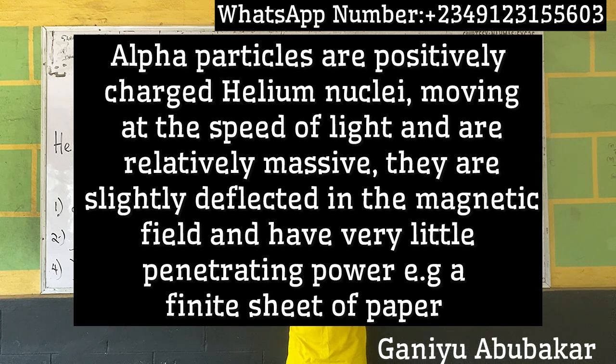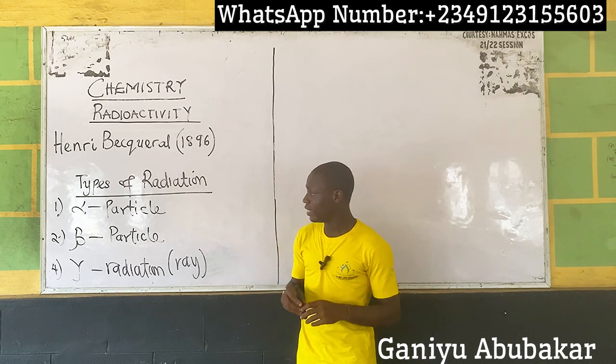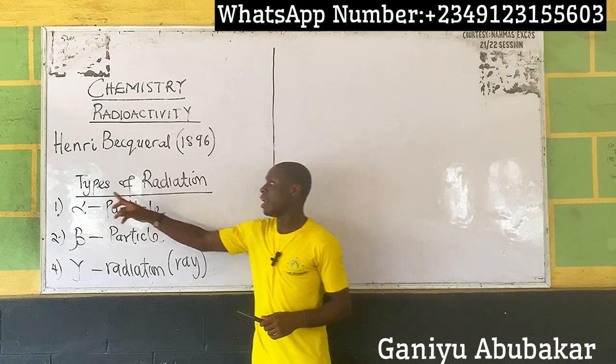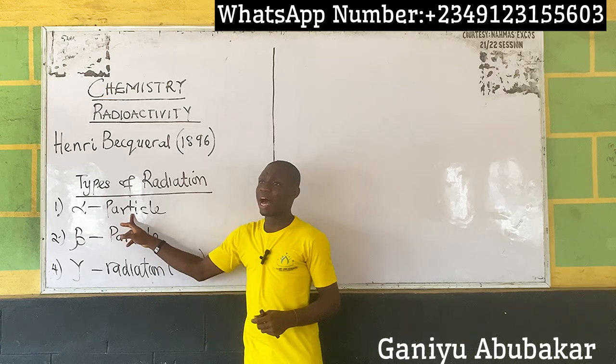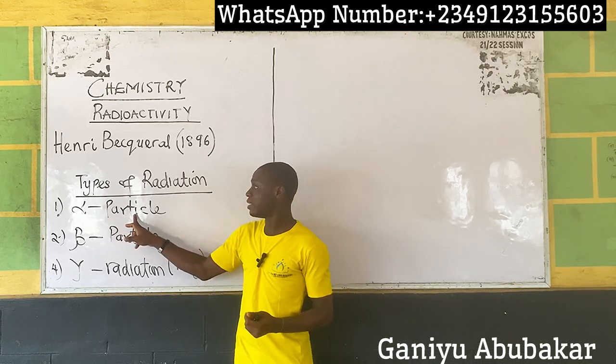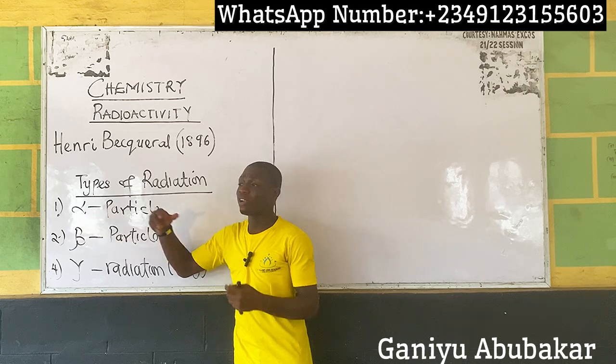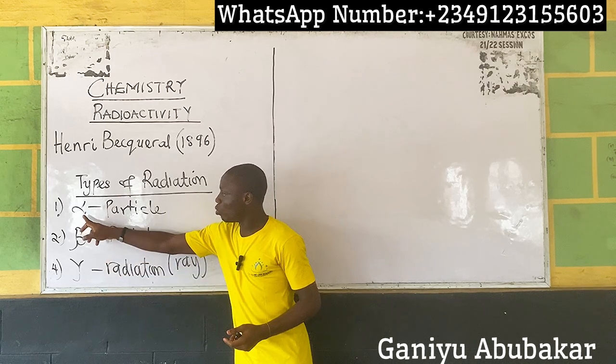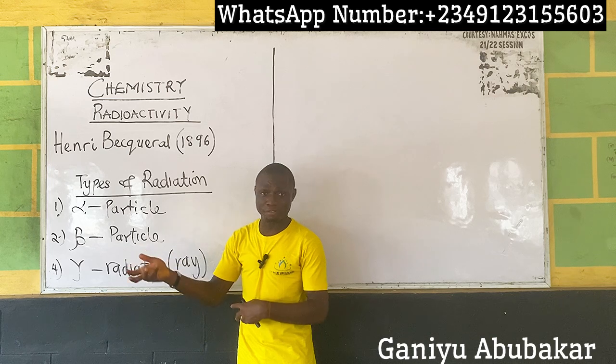Alpha particles are positively charged helium nuclei moving at a speed of light and are relatively massive. They are slightly deflected in the magnetic field and have very little penetrating power. Example, a thin sheet of paper. So that's the explanation of alpha particle. They are called particles because they are relatively massive.